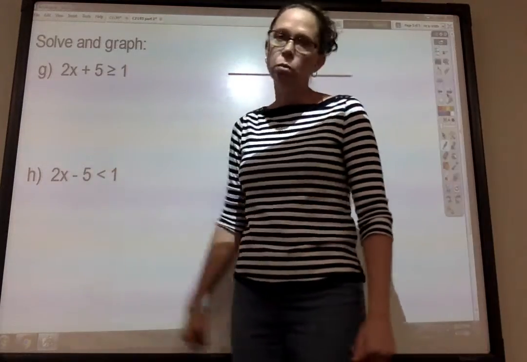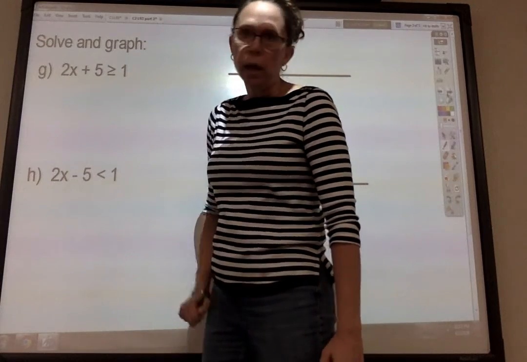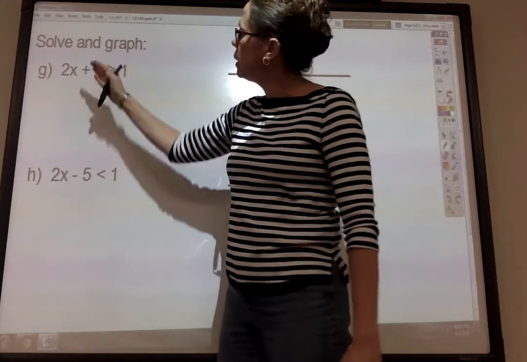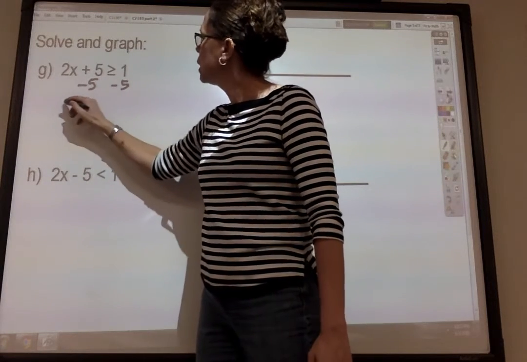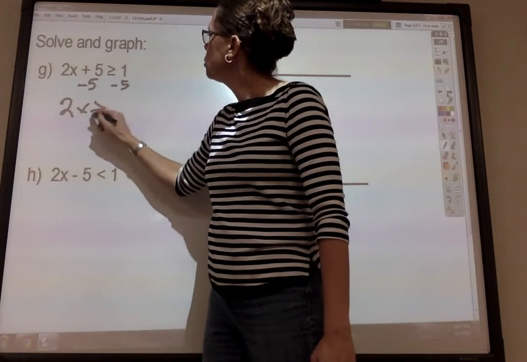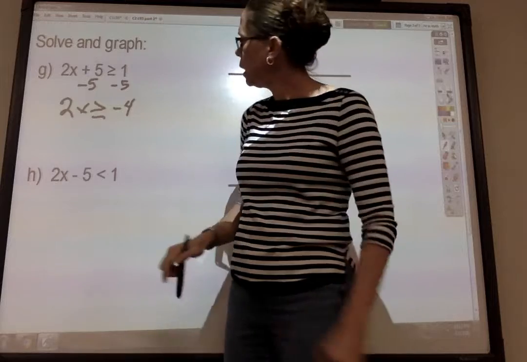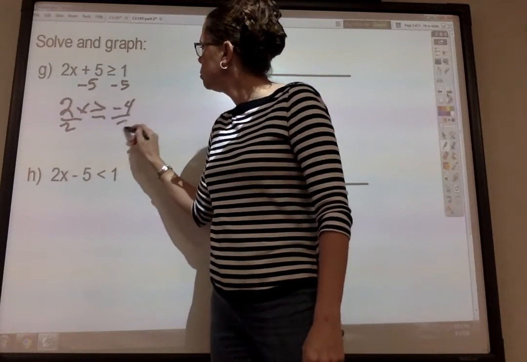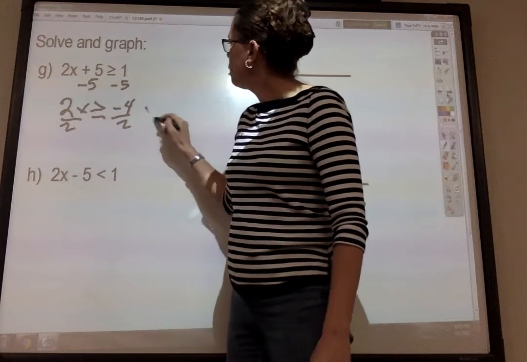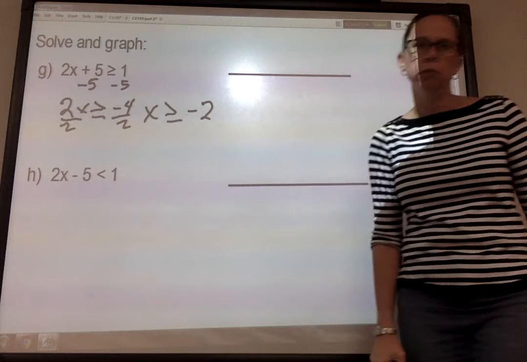Okay, G, 2x plus 5 is greater than or equal to 1. What's the variable? X. What's happening to the term with the x? It's being added by 5. How do we undo that? Subtract by 5 on both sides. 2x is greater than or equal to negative 4. Now what's happening to x? It's being multiplied by 2. How do I undo that? Divide by 2 on both sides. So I have x is greater than or equal to negative 2.